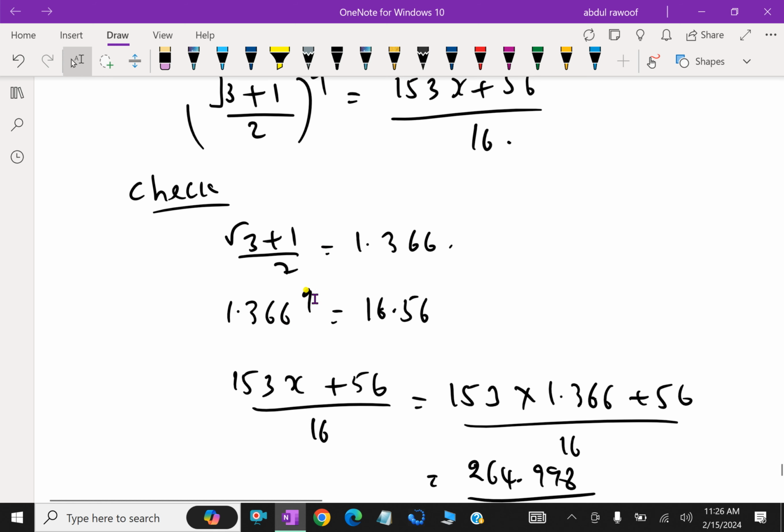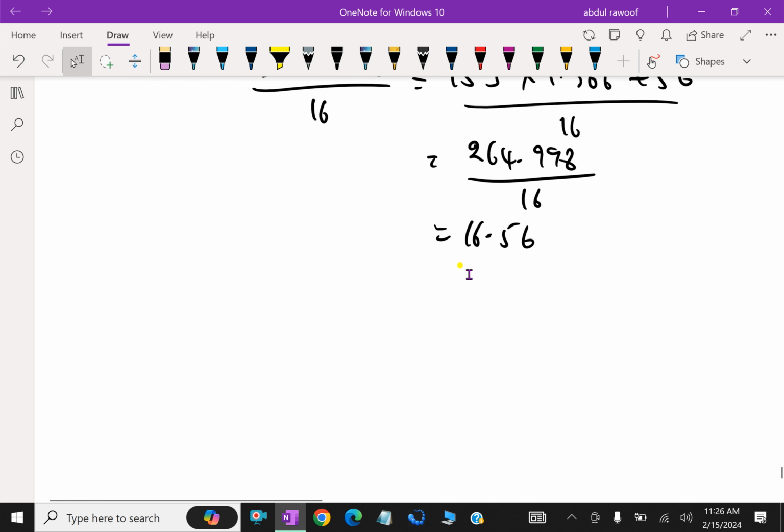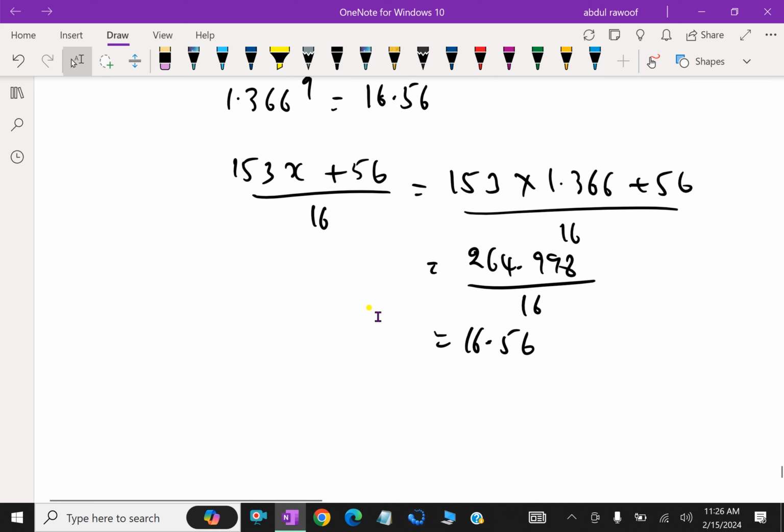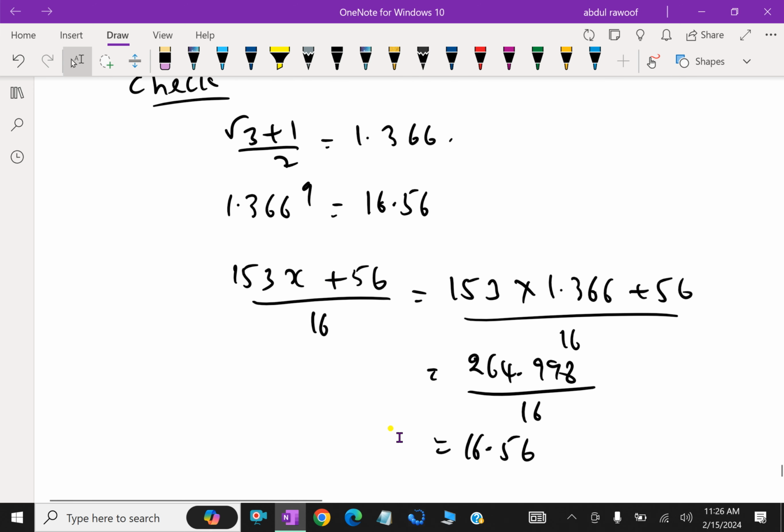So we expressed (root 3 plus 1 over 2) power 9 as this. That means by using algebra we solved.